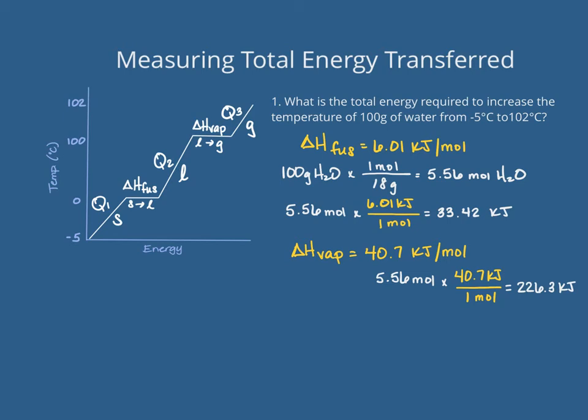Now we can go on to solve for all of our Q's, our Q1, Q2, and Q3. So the first one we have, our Q1, is when we're in the solid phase and we're going from -5 to 0 degrees. So for all of these, we're going to be using Q equals mc delta T. So for Q1, our mass is 100 grams, and our C, we have to be very careful here because so far we've only been using 4.18 joules per gram degree Celsius.